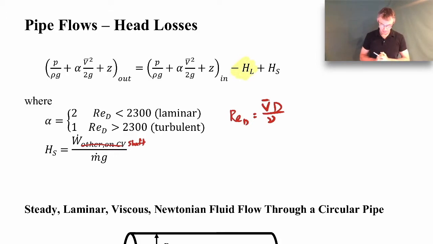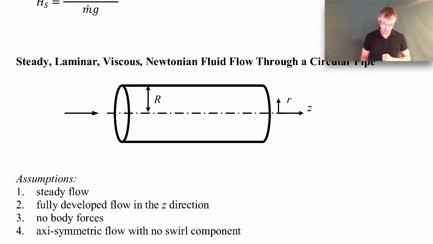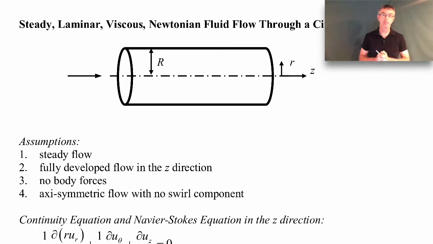We want to determine how we evaluate that term. So to get started on that, we're going to go back to the Navier-Stokes equations for viscous Newtonian flow through a circular pipe. And in particular, we'll look at steady, laminar, Newtonian fluid flow through a pipe.